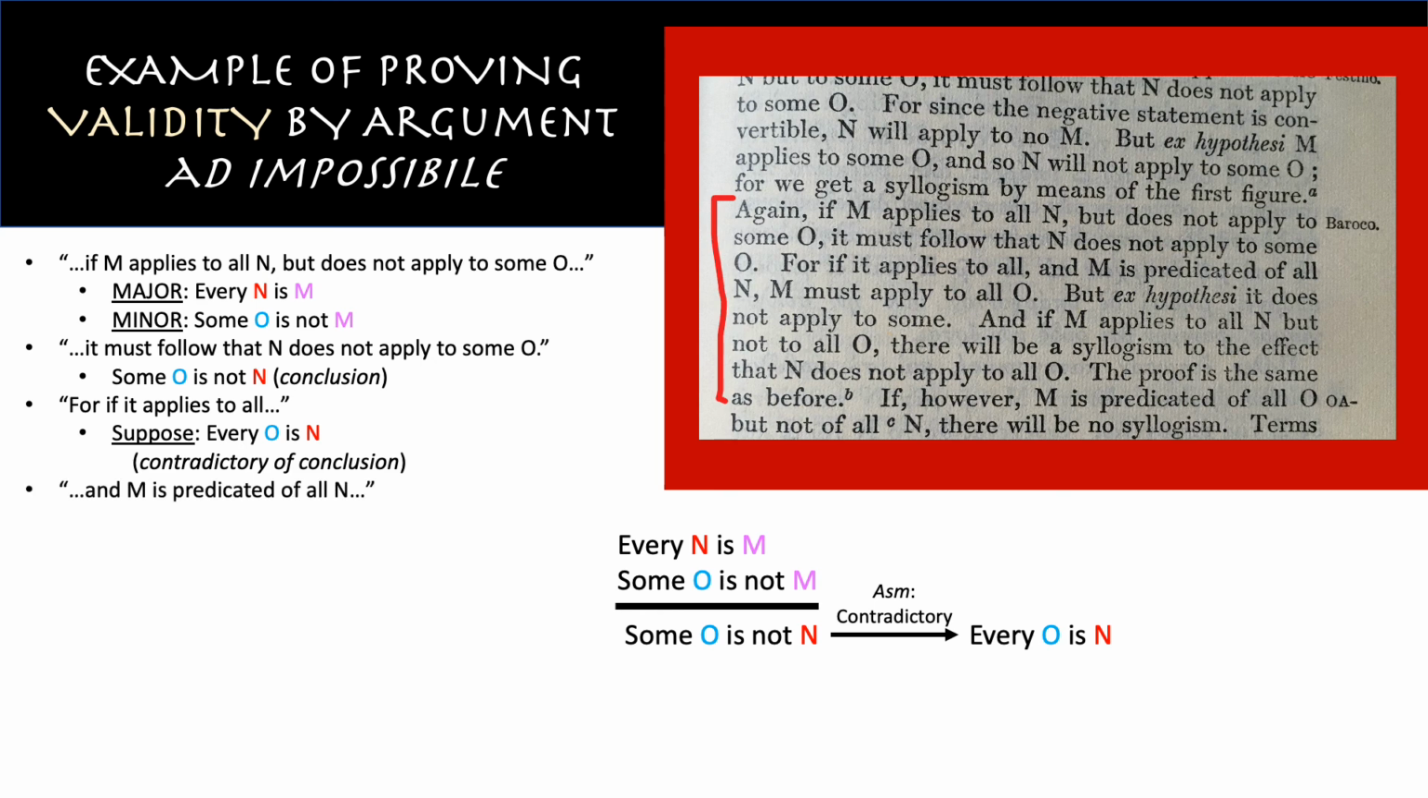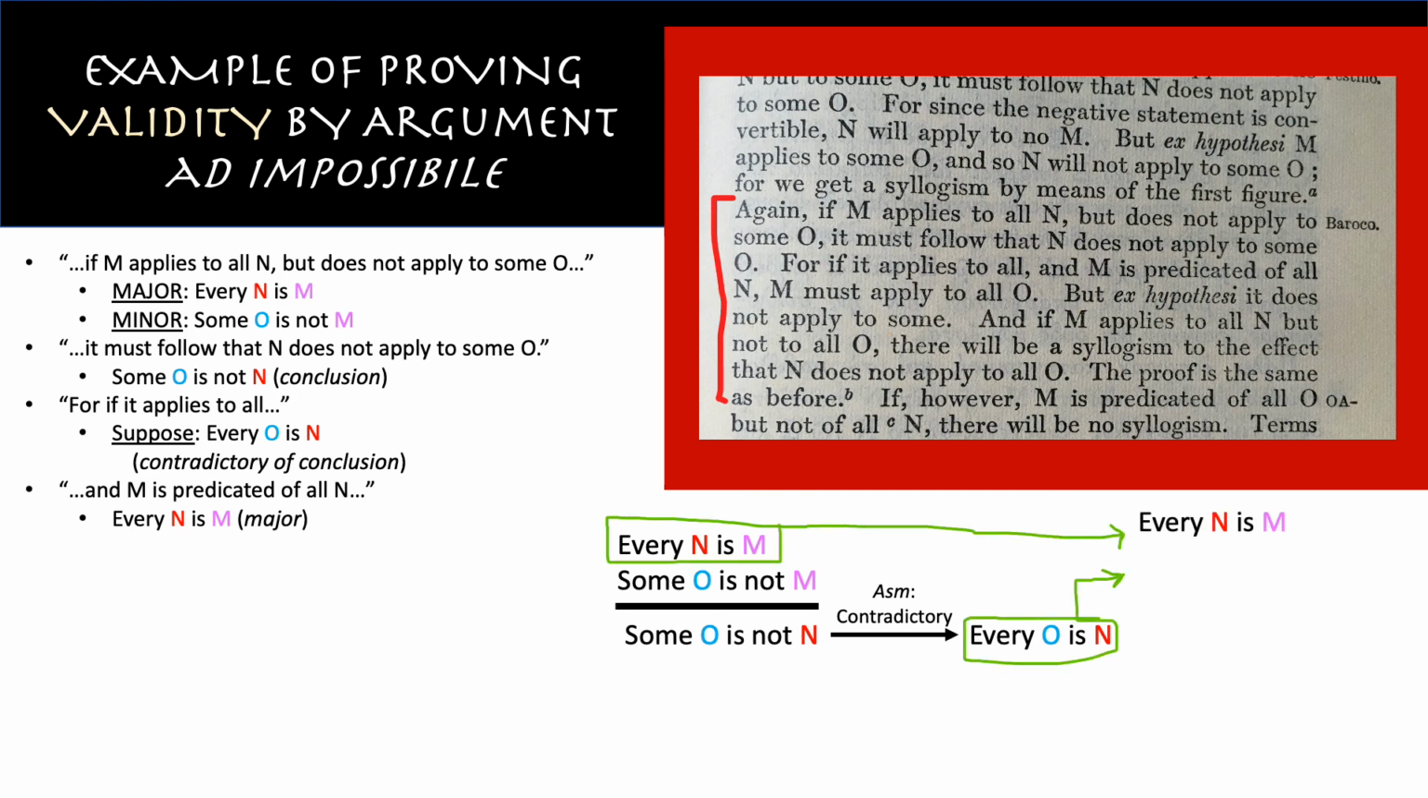Now let's look at the next part of the quotation. And M is predicated of all N. In other words, every N is M. Notice we've already seen this combination of terms in a universal affirmative proposition. Aristotle here is just restating the major premise from the two premises he's trying to evaluate. So let's carry over the major premise.